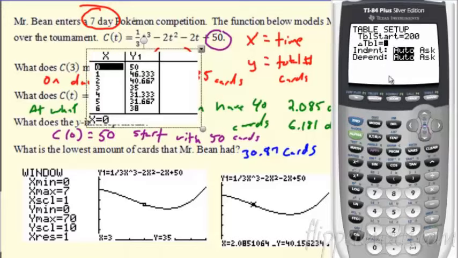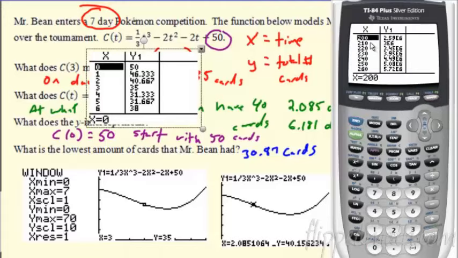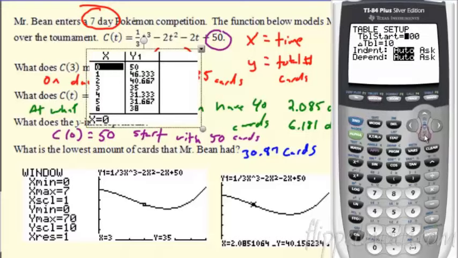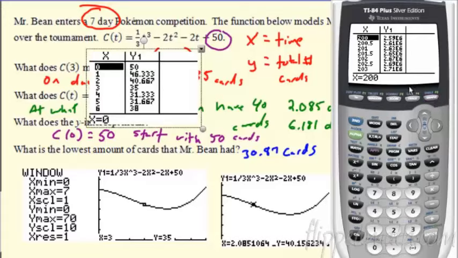What else can table set do? This little delta here is changing the table. Maybe you don't want to count by ones. Maybe you want to count by tens. Check this out. 200, 210, 220, 230, 240. That's pretty cool. Maybe you want some decimals. Maybe you want to see exactly half days. Count by 0.5s. 200th day, 200 and a half day. All kinds of options here.